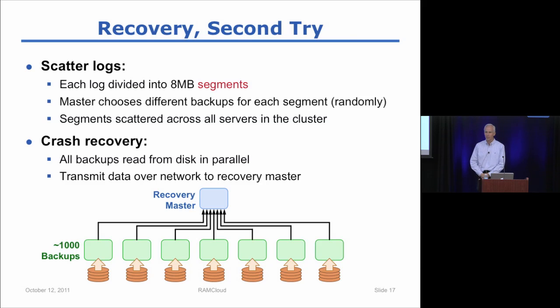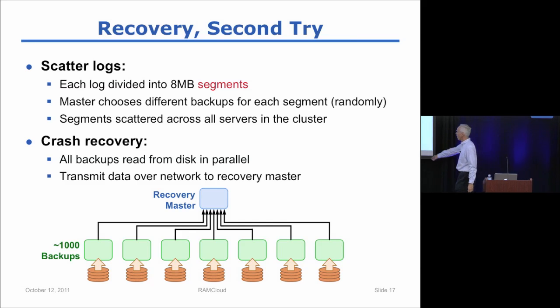The way RAMCloud does that is that each master divides its log up into a whole bunch of modest-sized chunks. Again, we use the word segment to describe these. They're 8 megabytes each, and each segment gets backed up on a different set of backups. They're chosen more or less randomly, with some extra smarts to balance it very uniformly across the backups. But the bottom line is that every master will have data on every single backup in the cluster. That way, when the master crashes, you can use all the machines in the cluster for recovery.